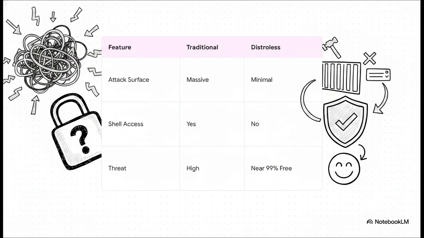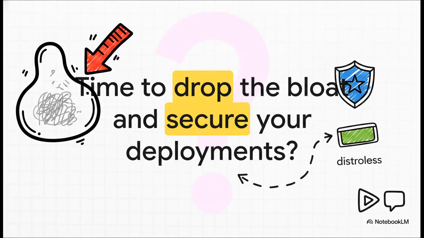So even if a bad actor somehow manages to get inside your container, they literally have zero tools to exploit it. They can't download malware, they can't browse your file system, because the commands to do so literally do not exist in the image. It makes your vulnerability threat near 99% free. Adopting multi-stage builds and Distroless images shouldn't just be some neat optimization trick, it really should be the standard for all your future containers. It completely solves the massive file size problem, and it hardens your security overnight.